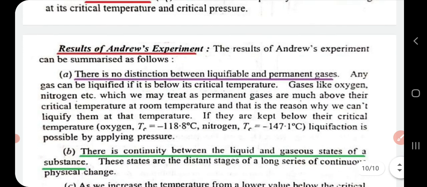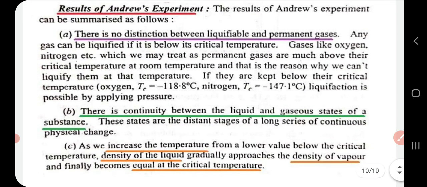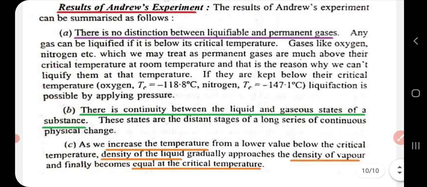Now, the results of Andrews experiment are summarized here. That is, there is no distinction between liquefiable and permanent gas. That is, any gas can be liquefied. The only condition is that it should be below its critical temperature. Gases like oxygen, nitrogen, etc. can be treated as permanent gases above their critical temperature at room temperature. That's the reason why we can't liquefy them at that temperature.